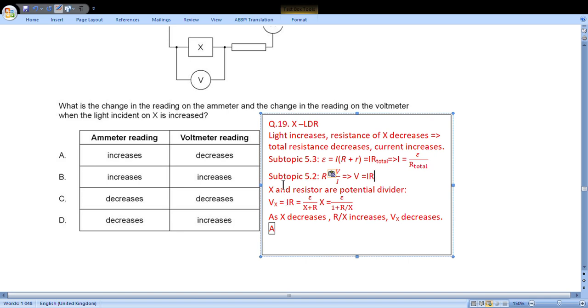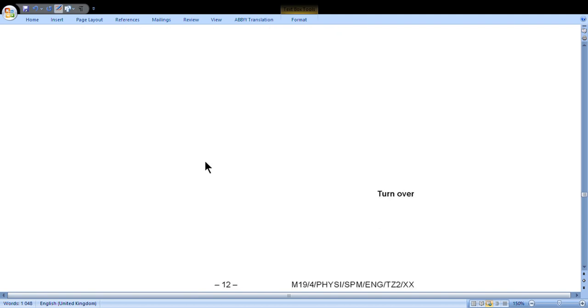As I explained, when light increases, total resistance decreases, so current increases. Now let's find the voltage on X. Voltage on X will be current times resistance, and if we divide by X, we'll get such an expression. So as X decreases, R over X increases, so the voltage decreases, as I explained. So A: ammeter reading increases, and voltmeter decreases.